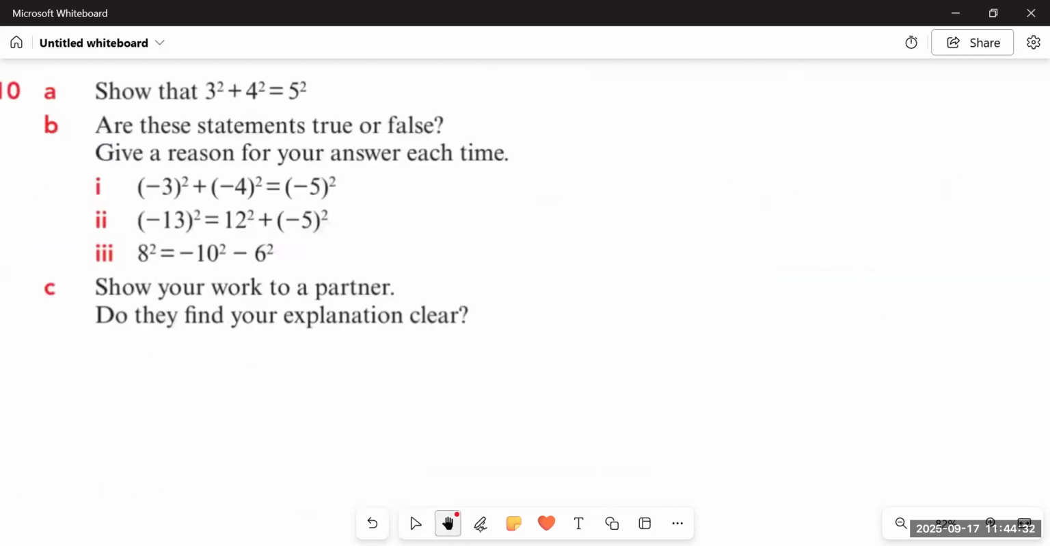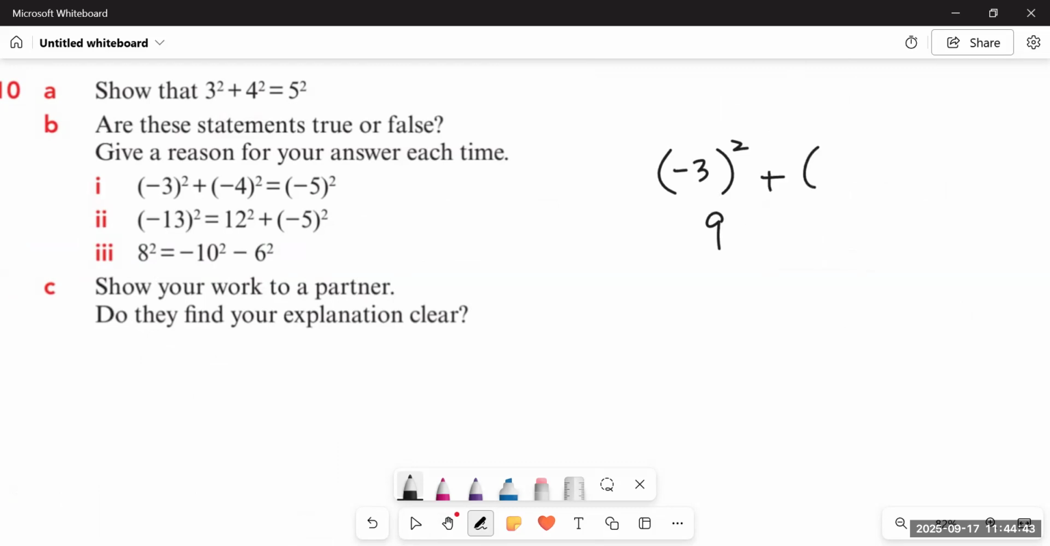Okay. Now we have to find whether the given statements are true or false. When we go for the square of -3, it would again be positive 9, because we know that the square of a negative number is also positive. Then the square of -4 would also be positive 16. And then the square of -5 would also be positive 25. So yes, this statement is absolutely true.